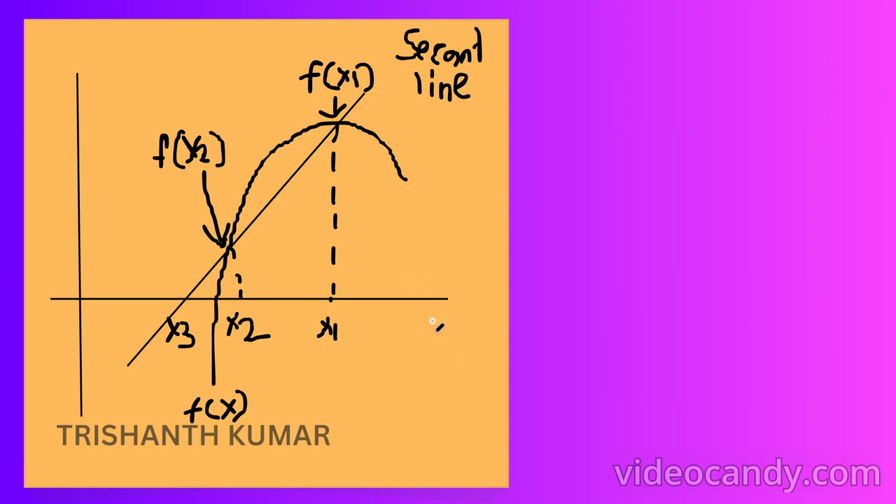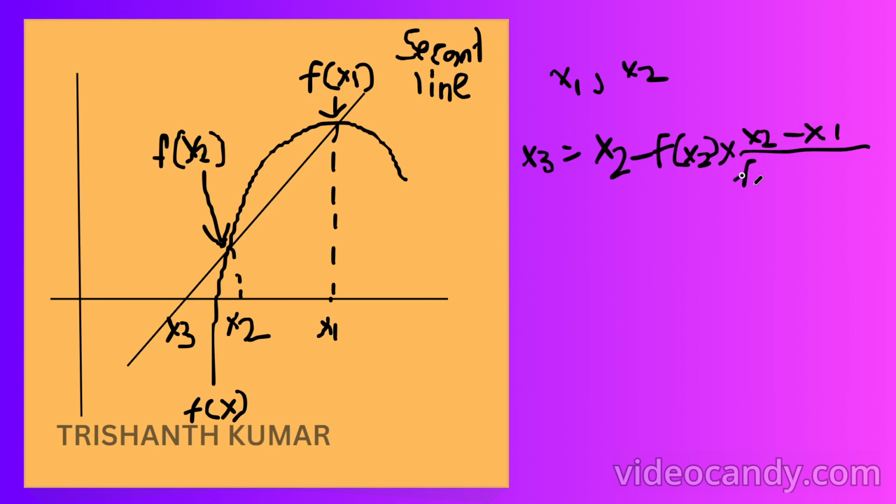So the formula, given two points x1 and x2, is x3 equals x2 minus f(x2) times (x2 minus x1) divided by (f(x2) minus f(x1)). So this is the formula, given two points x1 and x2. As for the iteration pattern, see the right side of the image.